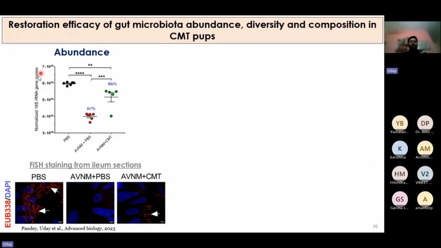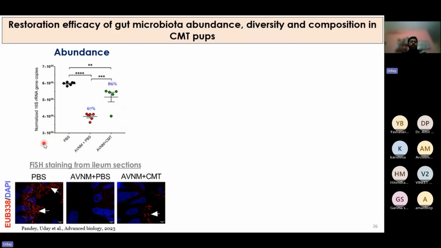So for that, we used the abundance to see whether the gene copies are actually increasing or not. We found that the total abundance of the microbiota is getting recovered to 86%, compared to the previous group. In the evening group, it is 67%, and again it is increased to 86% in the ABN plus CMT group. So there is a recovery of the microbial population.